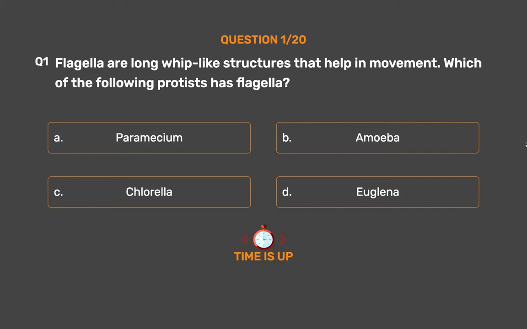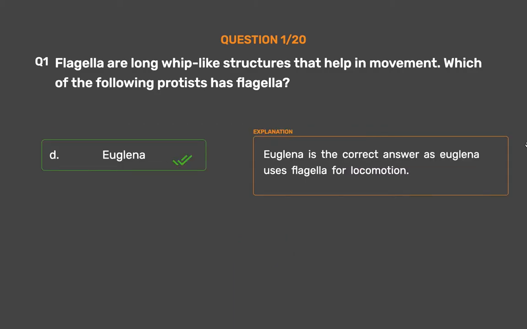The correct answer is Option D. Euglena. Euglena is the correct answer as Euglena uses flagella for locomotion.